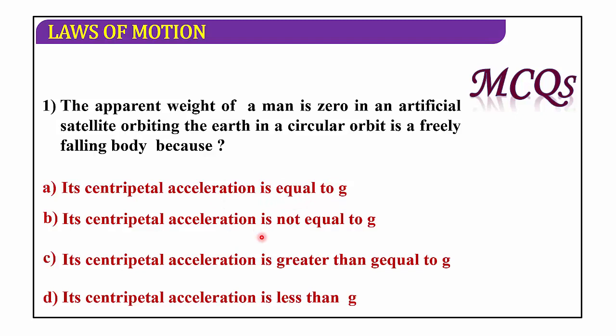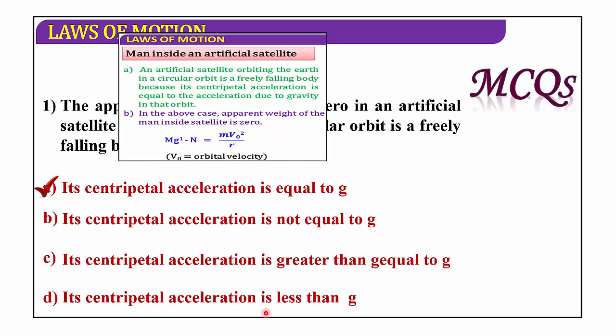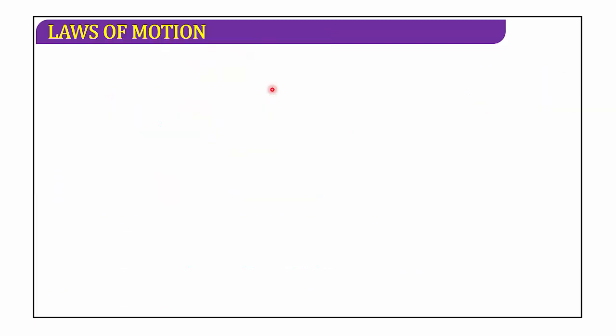Its centripetal acceleration is not equal to g. Centripetal acceleration is greater than g. Centripetal acceleration is less than g. We know that centripetal acceleration is equal to the acceleration due to gravity, so the apparent weight is equal to 0. Right? So option A is the right answer. You can remember this point: an artificial satellite orbiting the Earth in a circular orbit is a freely falling body because its centripetal acceleration is equal to the acceleration due to gravity. So option A is the right answer.